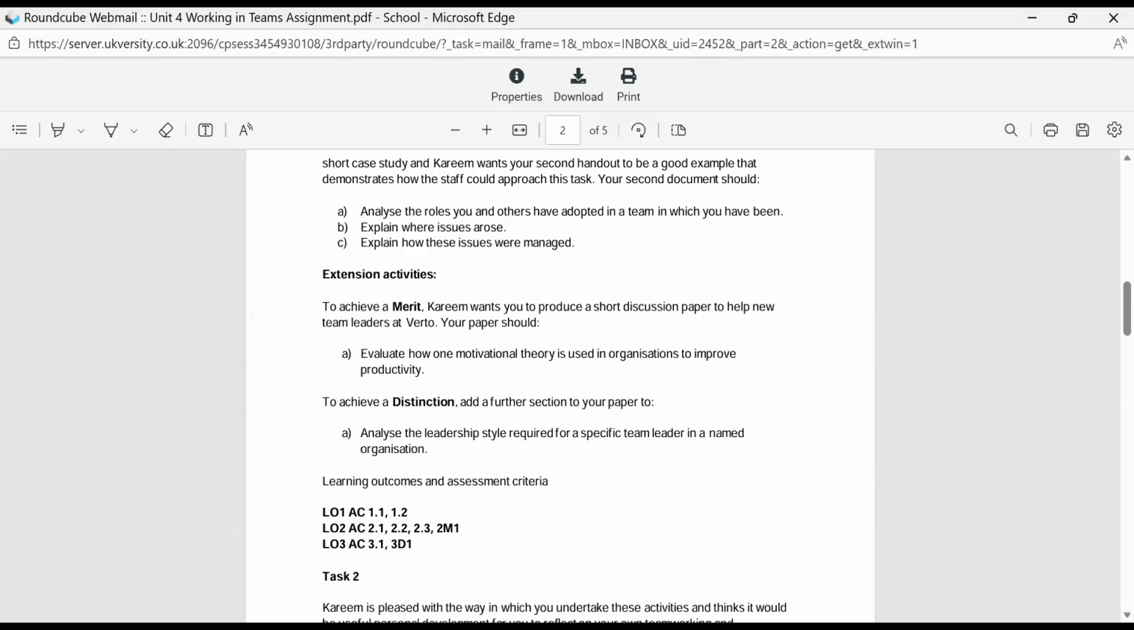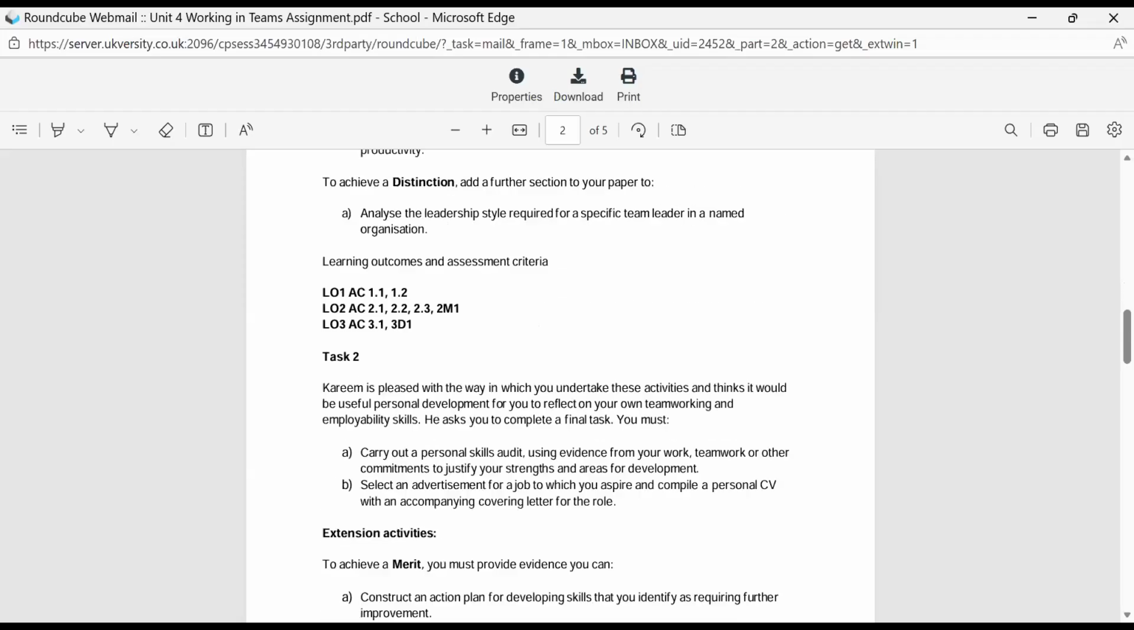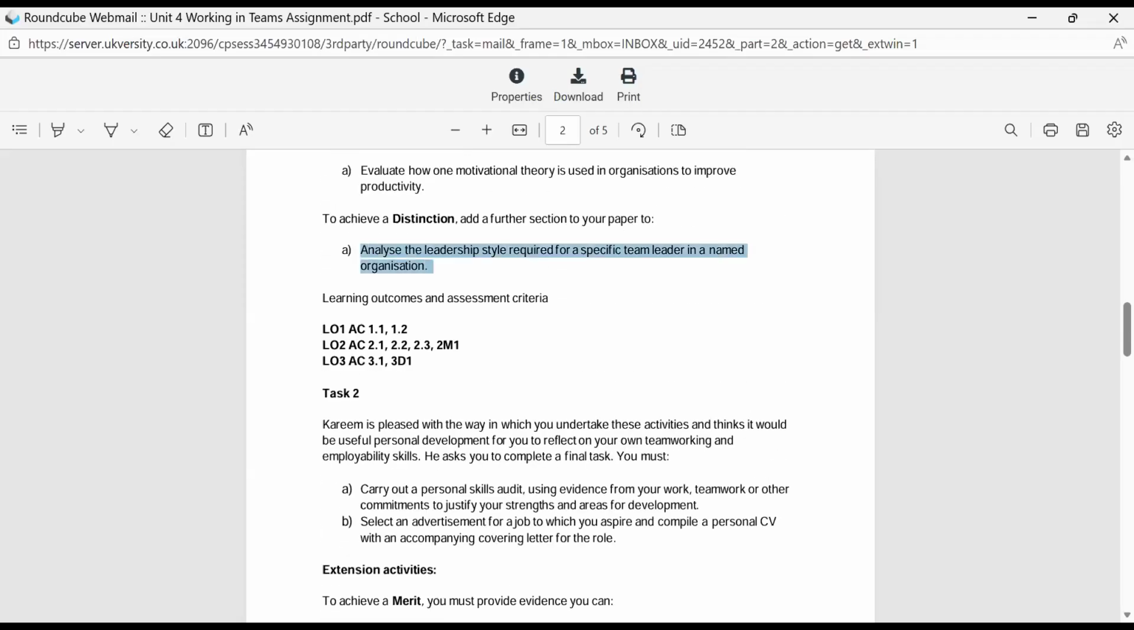Now, if you just want to get a pass, do the pass criteria. If you want to get the merit as well, do the merit criteria. If you want to get a distinction, then you move on to doing the distinction criteria. This is for task 1. Okay, here you will be looking at learning outcome 1, 2, and 3, and referring to that to do task 1.